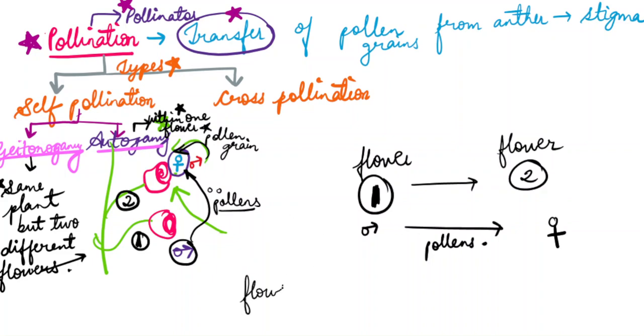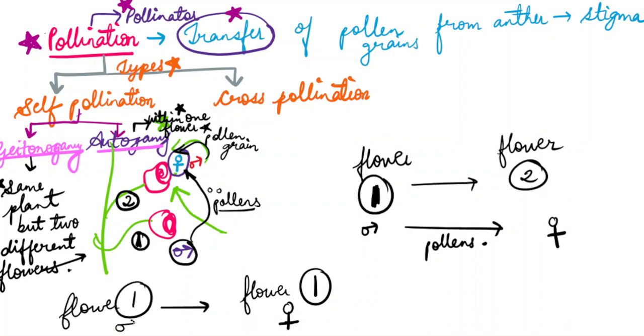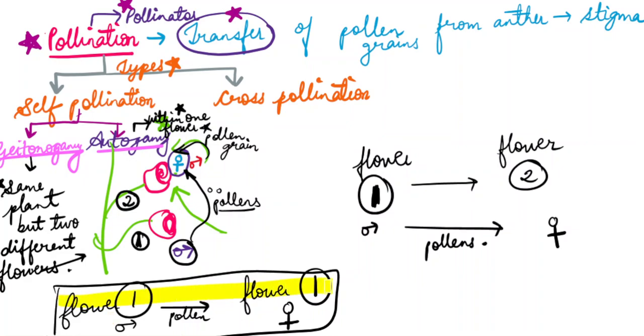In autogamy, in flower 1, the female part is getting the pollens from the male part of flower number 1 only. So this is the condition which I have written, and this is of autogamy.